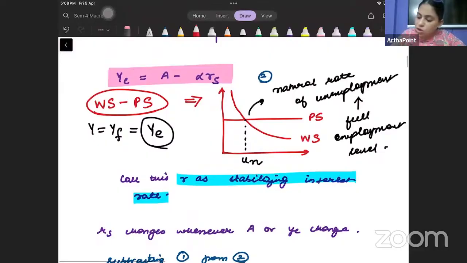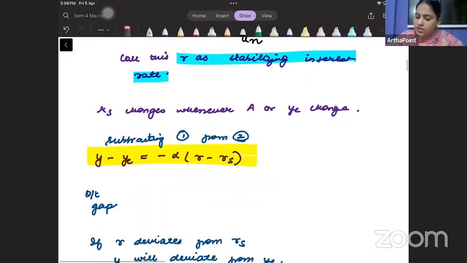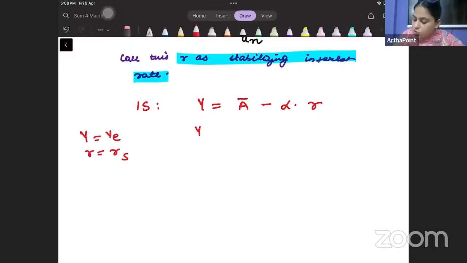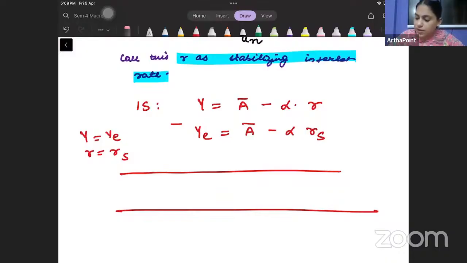So come back and see here. I am saying YE is equal to A minus alpha RS. So when I plug Y as YE, I will have R as RS. Now what we can do is take these two equations together. So what is the usual IS equation? Y is equal to A bar minus alpha R. And when Y is equal to YE, R is equal to RS, so YE will be A bar minus alpha RS. I will just subtract 2 from 1. So what will I get?